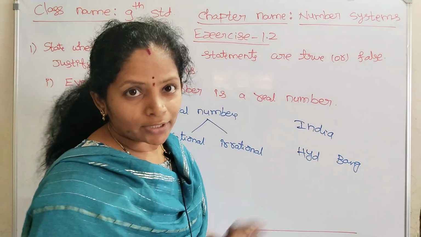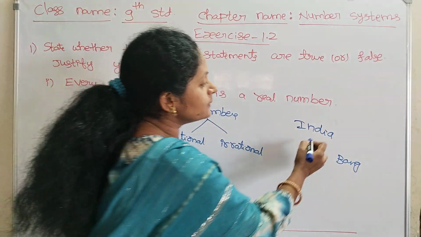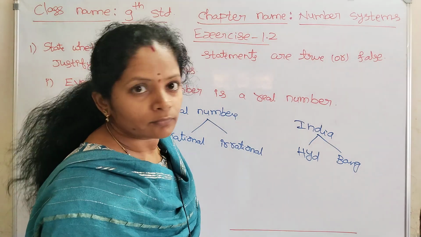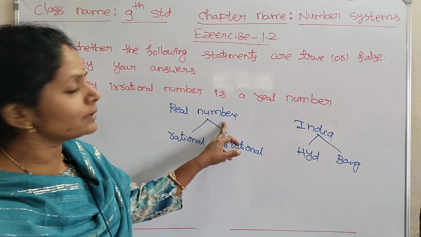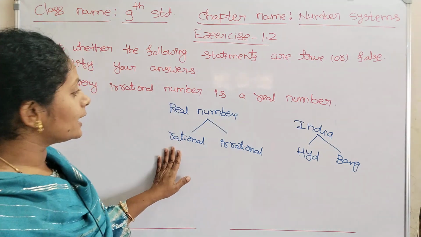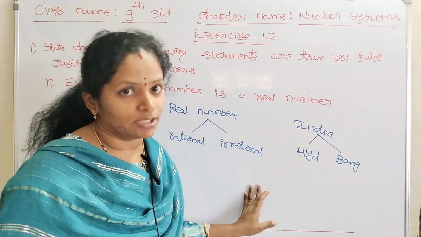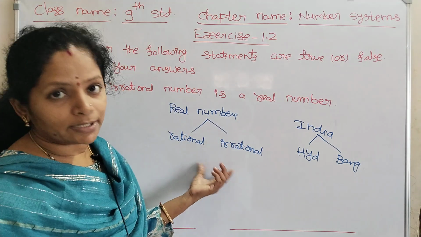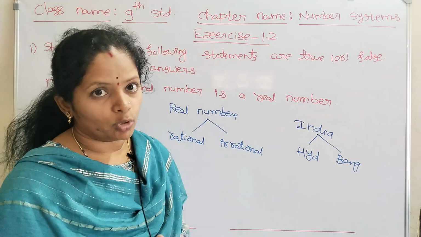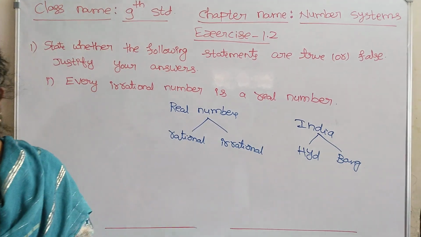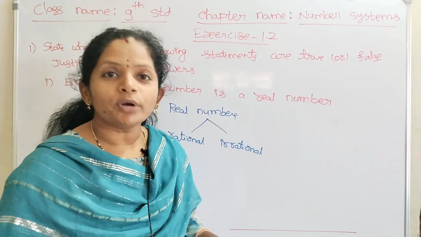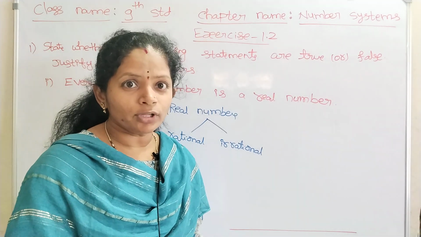These two are different cities, but both come under India, right? In the same way, real numbers are the combination of rational as well as irrational numbers. They are separated, they are not the same. Or, what is your answer? Is it true or false?